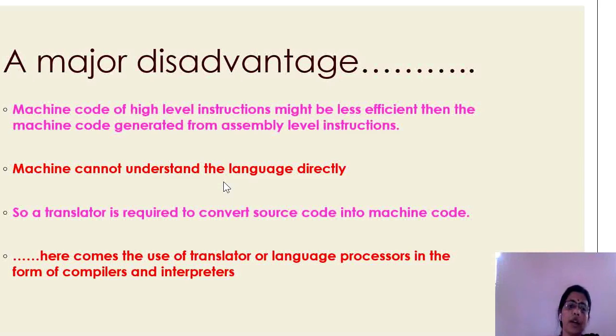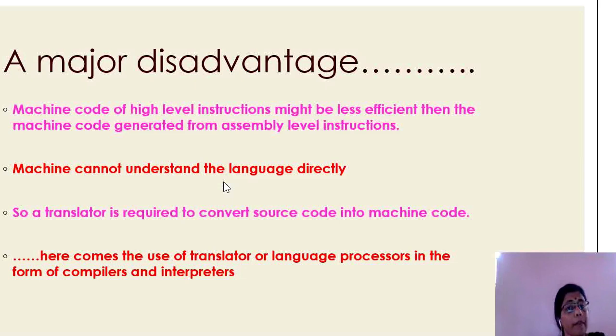Now we are going to discuss what is a major disadvantage. If I am going to write in English, how will your computer understand? This point we discussed last session. Will your computer understand English? No. Machine code of high-level instructions might be less efficient than the machine code generated from assembly-level instructions. The coding will be less efficient compared to your mnemonics or your binary numbers because you are writing in your English-like language.